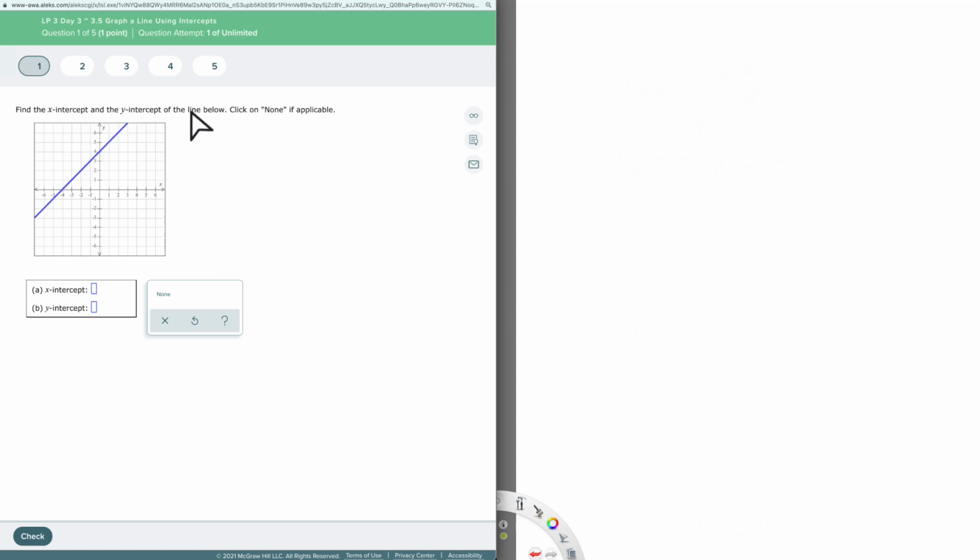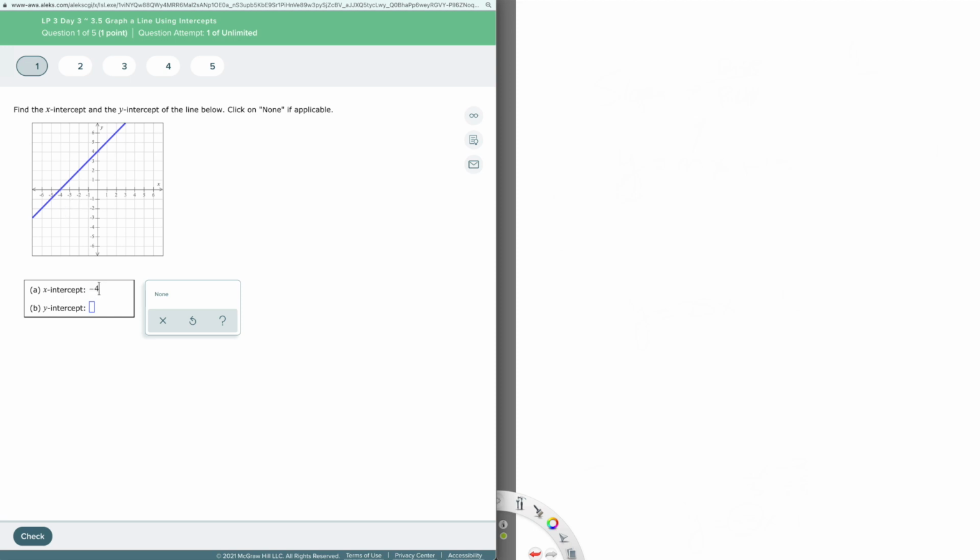Click on none if applicable. Well, it's not. This wouldn't apply, this none, because it does in fact cross the y-axis and the x-axis. We can very easily see that. So for the x-axis, the x-intercept, I'm going to go here to the x-axis and, okay, it crosses at -4. So my x-intercept is -4.